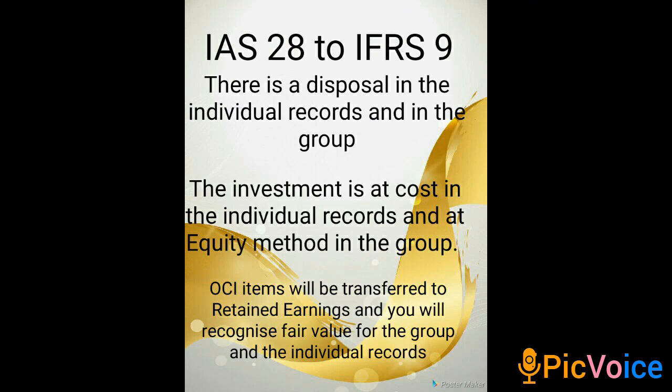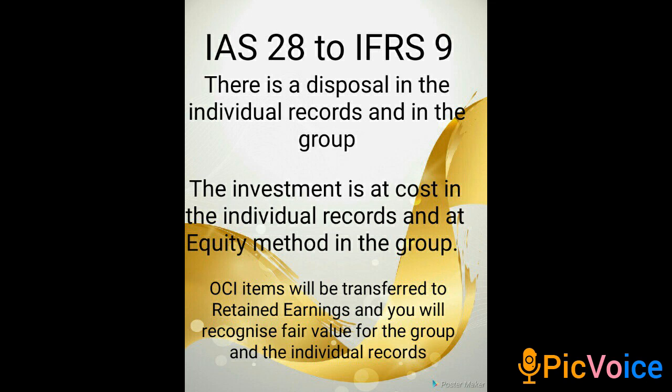Now, with a disposal, you will always have 2 types of gains, the one from the individual record and the one in the group. When calculating the gain for the individual record, you must remember that in the individual record, the investment is always at cost. This is in terms of IAS 27. But in the group, the investment will be at the equity method. So you need to then calculate the gain in the individual records and the gain in the group.